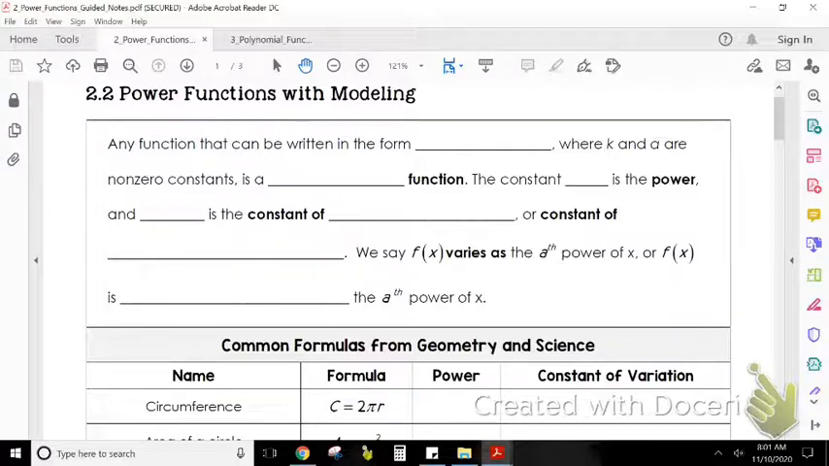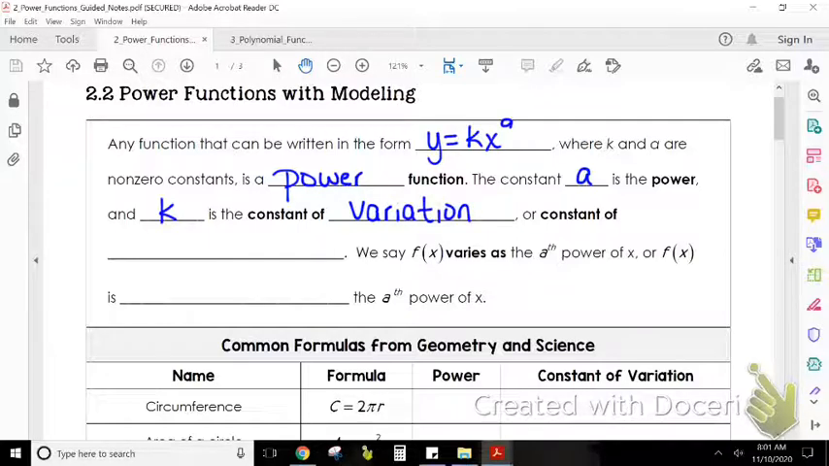Okay, 2.2 is power functions and modeling. Any function that can be written in the form of y equals k times x to the a, where k and a are non-zero constants, is a power function. The constant a is the power, and k is the constant of variation.